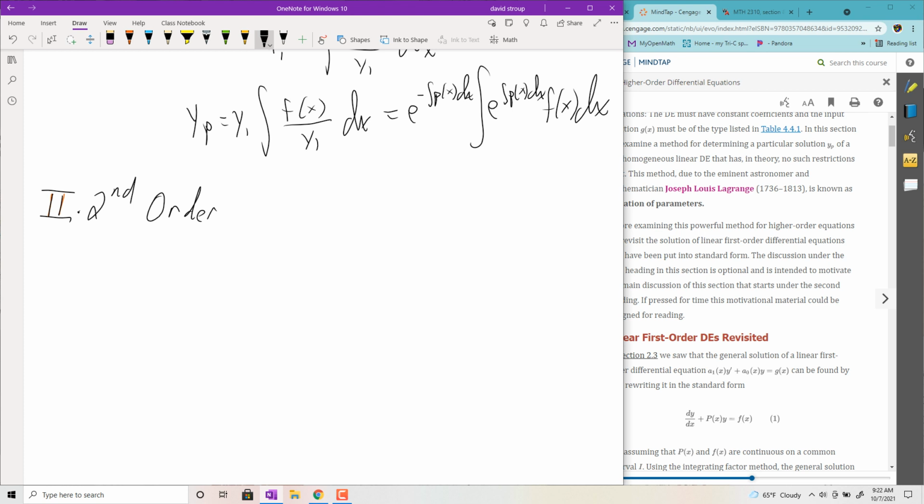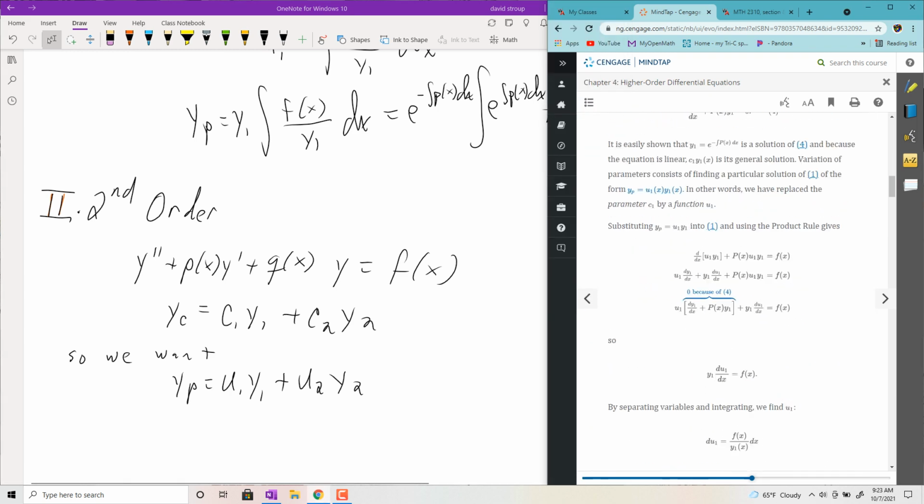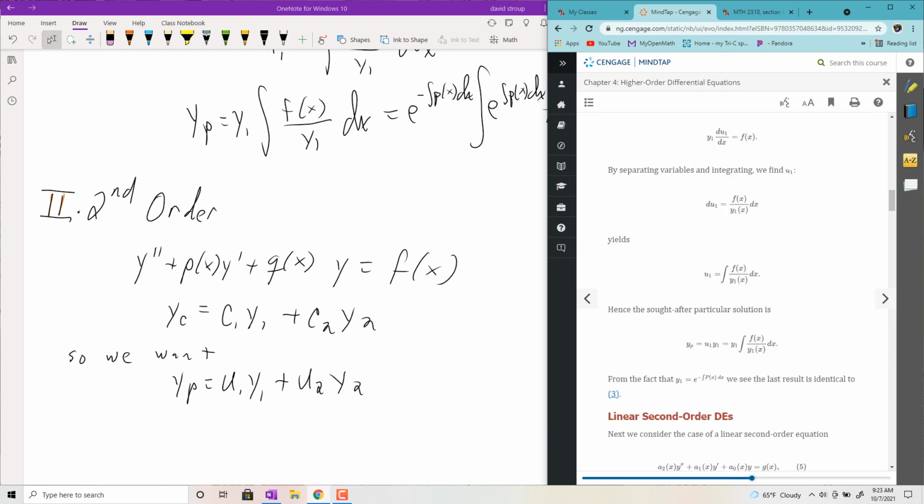So anyway, for a second order linear differential equation, we want this form: y double prime plus p of x, y prime plus q of x, y equals f of x. Then we'll know the homogeneous solution, the complementary part, that will be c1y1 plus c2y2. So what do we want for our particular solution? We're going to say u1 y1 plus u2 y2. Okay? I'm not going to go through the tedious exploration here. I think it's a bit confusing.